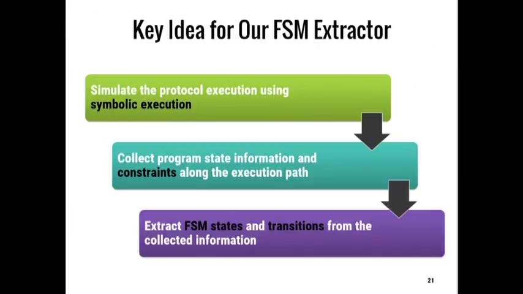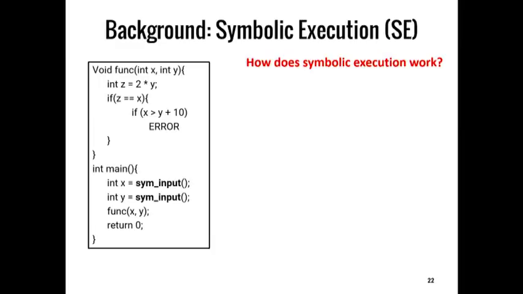Therefore, we designed our own FSM extractor, and here's the key idea of how it works. I'll go into the details in a bit. First, we simulate the protocol execution using symbolic execution. Then during the execution, we collect program state information and constraints along each execution path. And then from there, we extract FSM states and transitions from the collected information. Now, before telling you how it works, I'll give you a brief intro to symbolic execution.